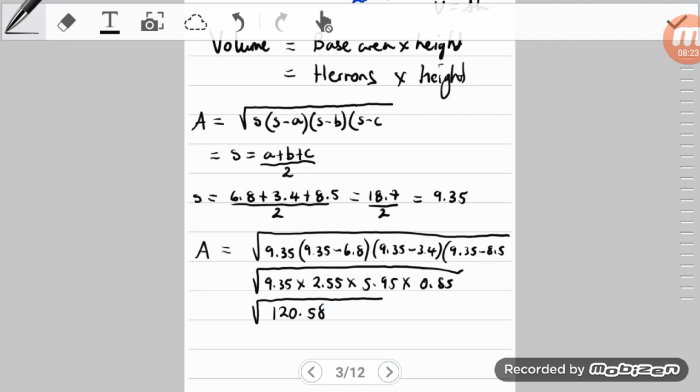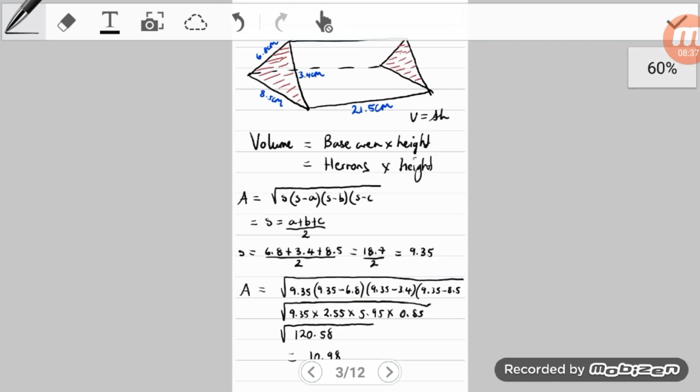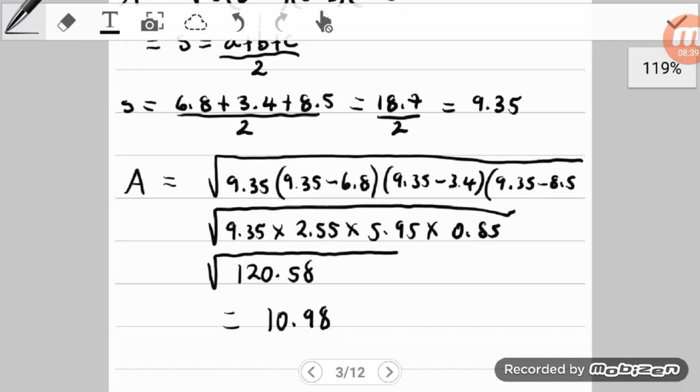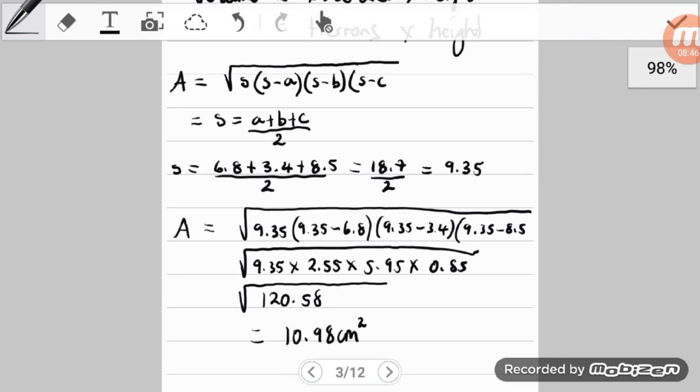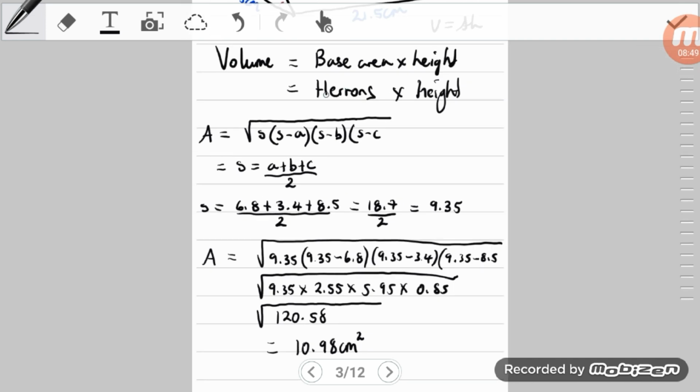120.58. And if we proceed to find the square root of 120.58, we work out the answer here to be 10.98. That is 10.98, and it's an area, so it's squared centimeters. All right, but we're not done. As I mentioned before, that is just the Heron's aspect of it. We now need to take the area. This 10.98 now is the area of the cross-sectional face.